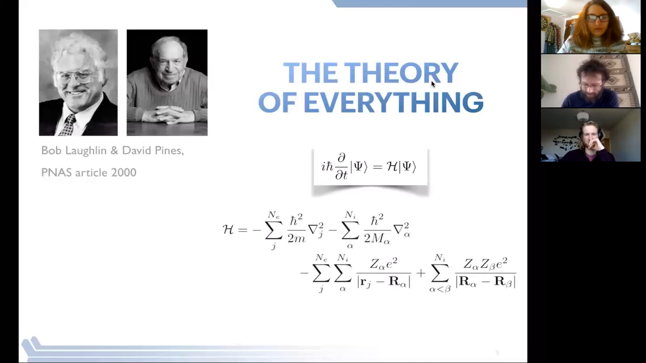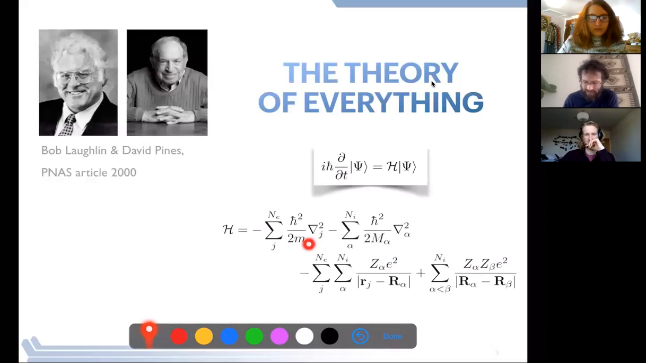So what this says is just that, look, here's kinetic energy for atoms. So you have atoms and they can move. Then you have electrons and they can also move. And then the electrons have a Coulomb interaction with the atoms. And the atoms have a Coulomb interaction with each other. And also the electrons have an interaction with each other. And that's it. And this really is the Hamiltonian of the universe.